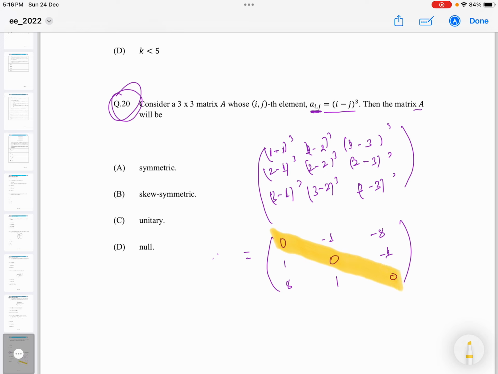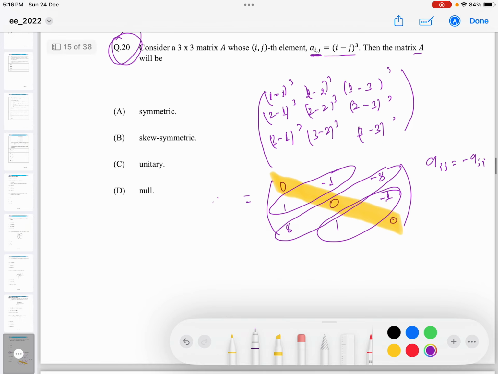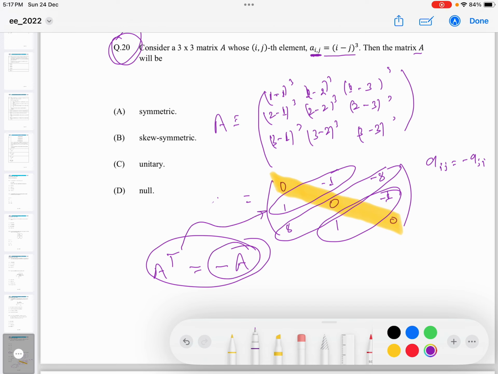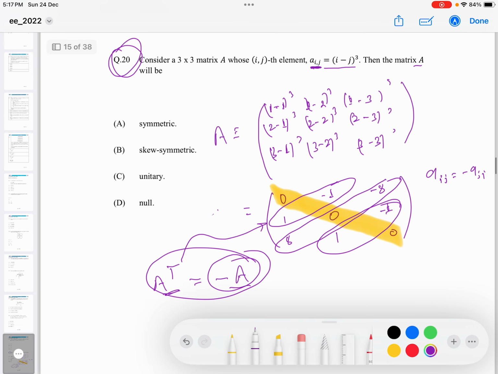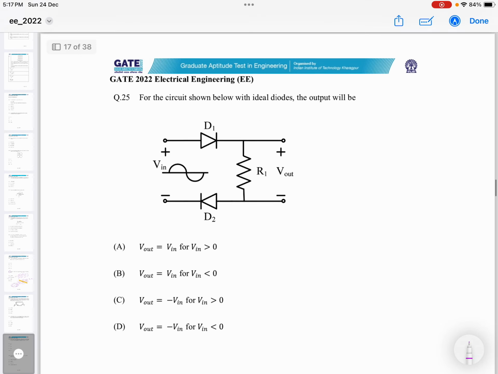Let's look across the diagonal. If you look at these elements across the diagonal, you will find the relation that aij is equal to minus aji. Or you can say that if this matrix is A, then A transpose is equal to minus A. You can find A transpose and also minus A, and you will find that these two are equal. So we can conclude that this is a skew symmetric matrix.